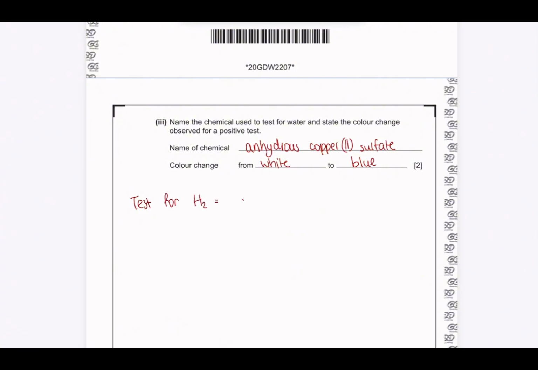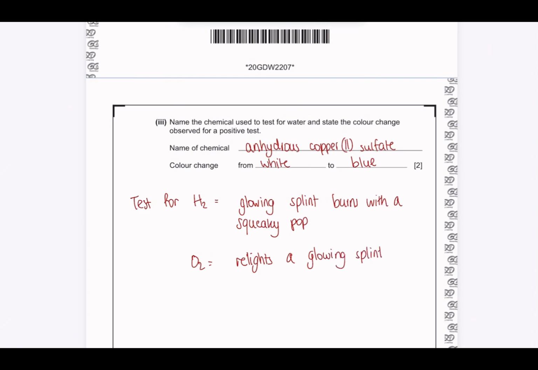So the next one you know is the test for hydrogen. It's a lighted splint, and what happens, it'll burn with a squeaky pop. I should say lighted splint burns with a squeaky pop. Then we have oxygen, so it relights a glowing splint. So remember that the hydrogen one should be saying lighted splint burns with a squeaky pop.